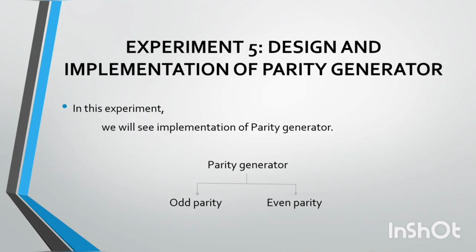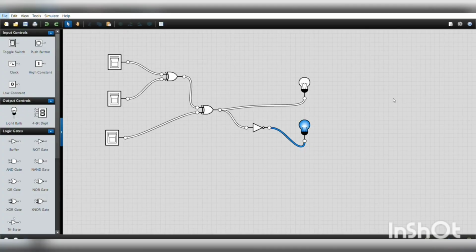So let's discuss the fifth experiment, which is the design and implementation of the parity generator. In this experiment, we will see the implementation of the parity generator. Parity generators are of two types, odd parity generator and even parity generator. This circuit diagram shows the parity generator, in which the first output is the even parity and the second output is the odd parity. Even parity is given by the equation A exclusive-OR B exclusive-OR C, and the odd parity is given by the expression A exclusive-OR B exclusive-OR C, the whole complemented.